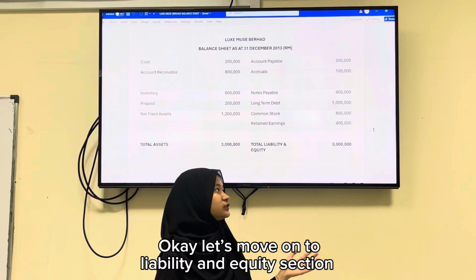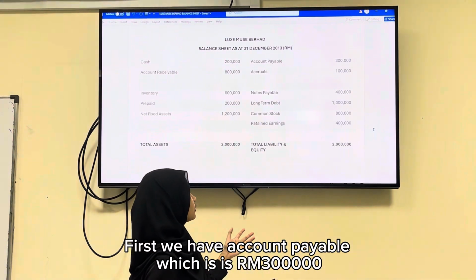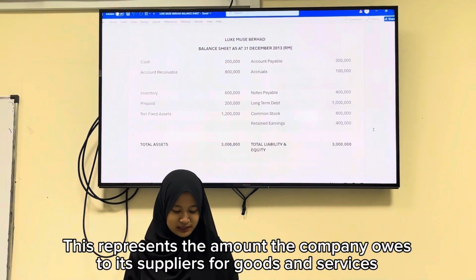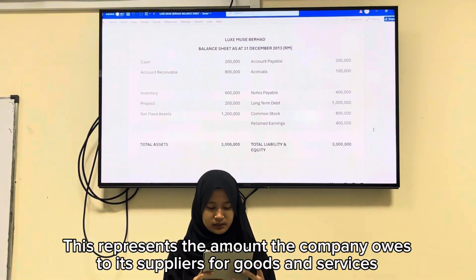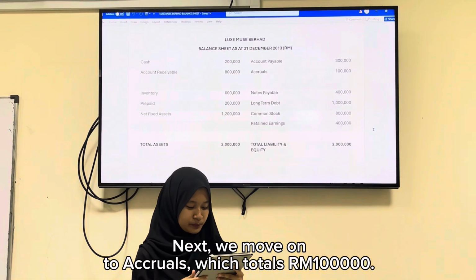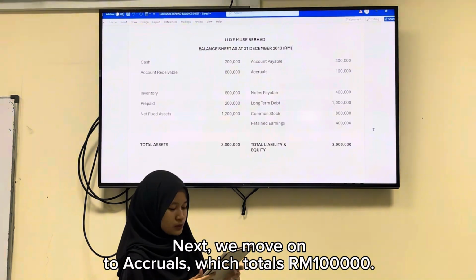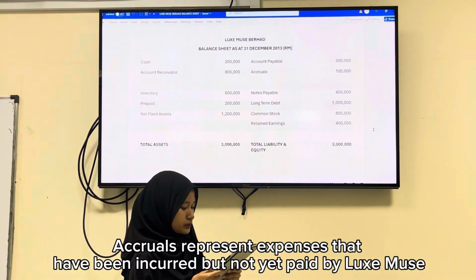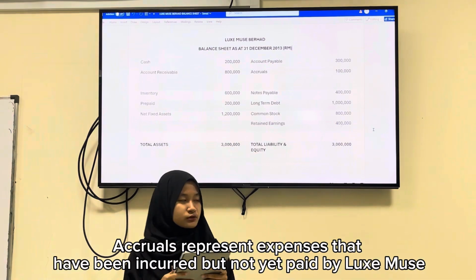Okay, let's move on to the liability and equity section. First, we have accounts payable, which amounts to 300,000. This represents the amount the company owes to its suppliers for goods and services. Next we move on to the accruals, which total 100,000. Accruals represent expenses that have been incurred but not yet paid by Tuxmus.